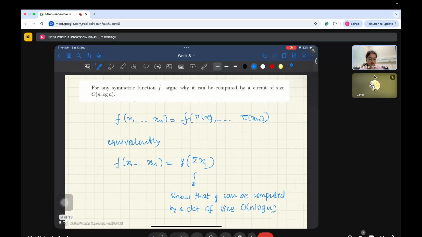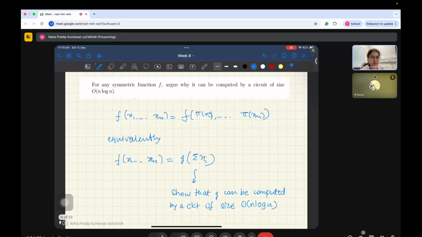And that would be enough. So what is a... I mean, what could be the ideas? How do we implement this G?